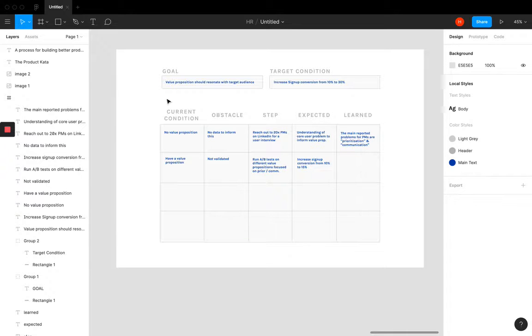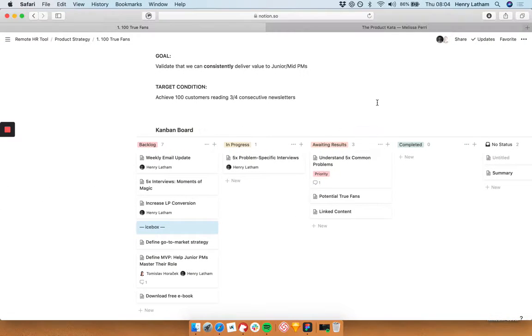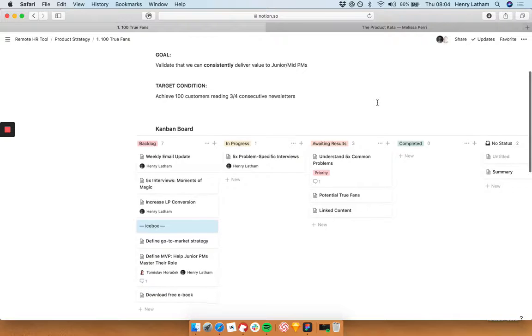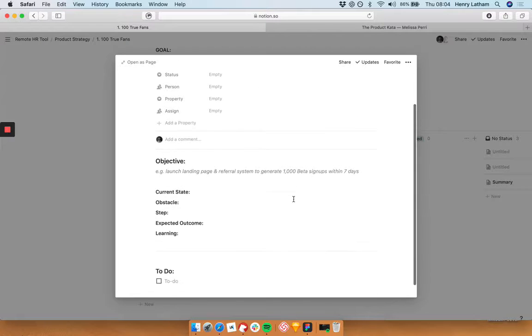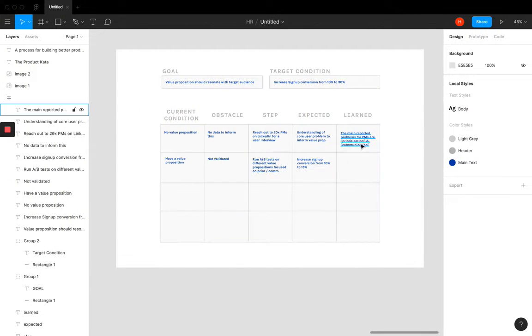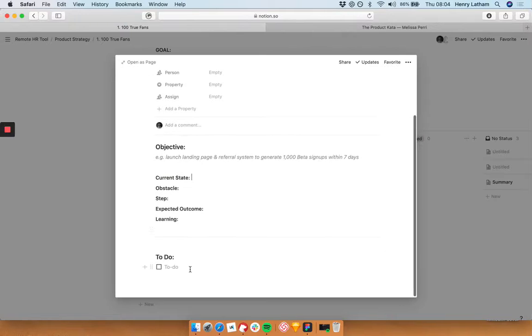As I said, this framework can be applied very easily within your existing project management tool. We're using a simple Kanban with to-do list, in progress, waiting results, completed, 4 columns, and everything comes from a template that we've set up. It's defining the objective, what's the current state, obstacle, step, expected outcome, learning, as we have here. And only then do we have the to-do list of, okay, well, what do we actually need to do?